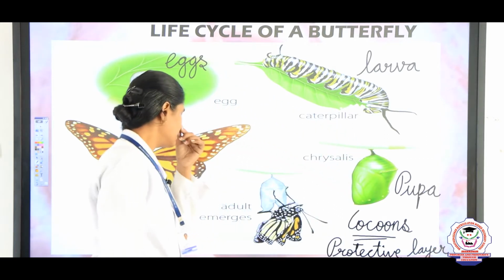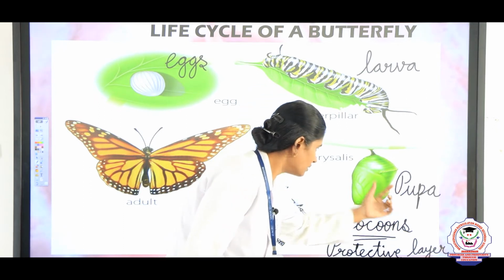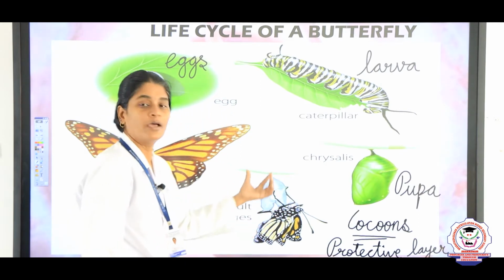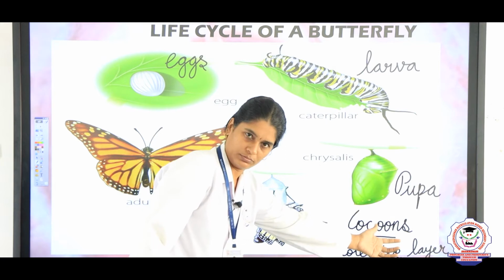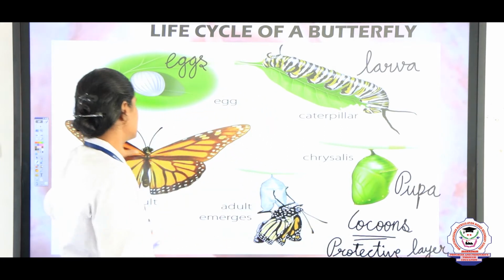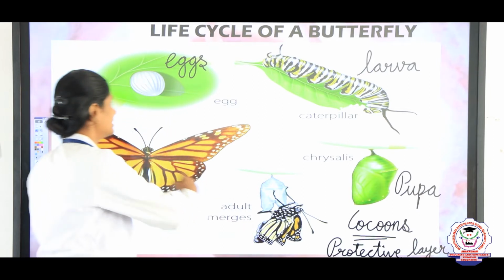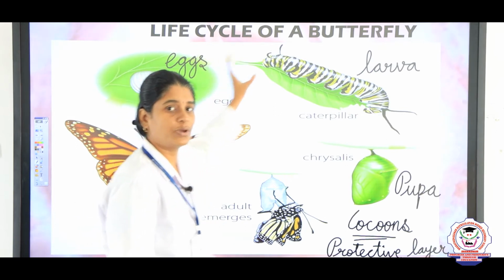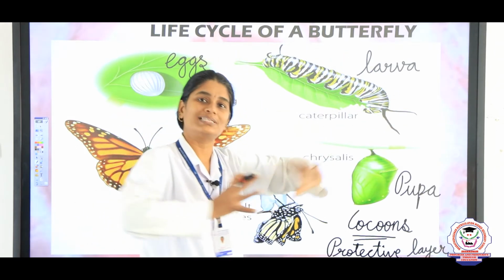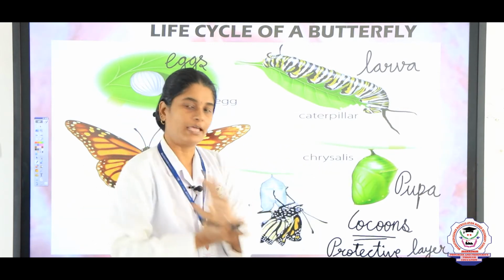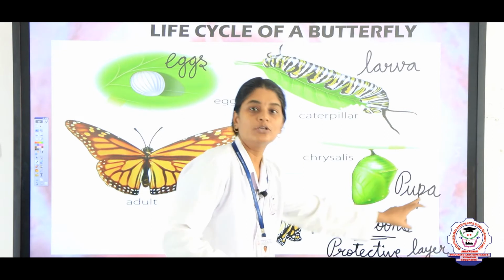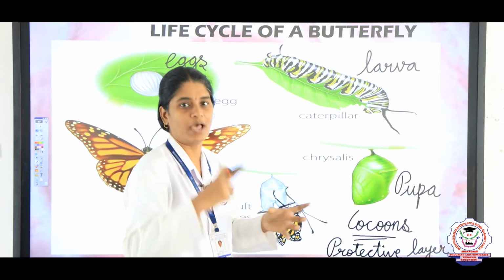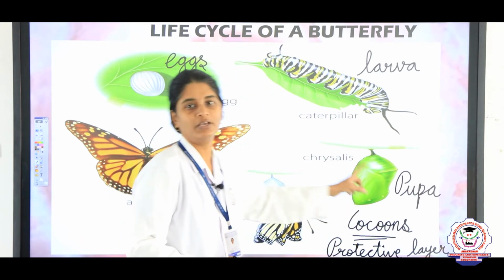After 1 week, from the pupa a new young butterfly comes out of the cocoon. After that it grows through its stages and becomes an adult. So this is the life cycle of a butterfly. The egg hatches into a larva or caterpillar, and the caterpillar grows in size and forms a protective layer called a cocoon. So it becomes a pupa. From the pupa, a new butterfly emerges after a week.